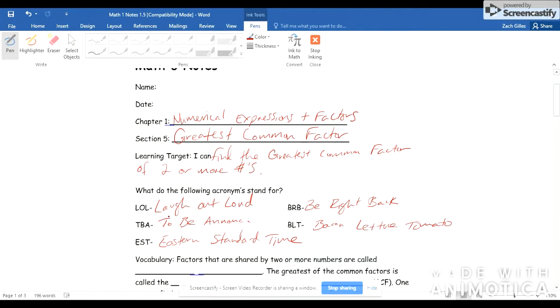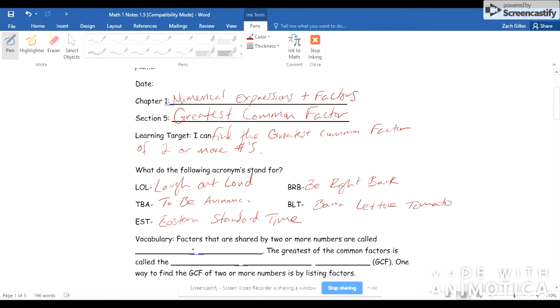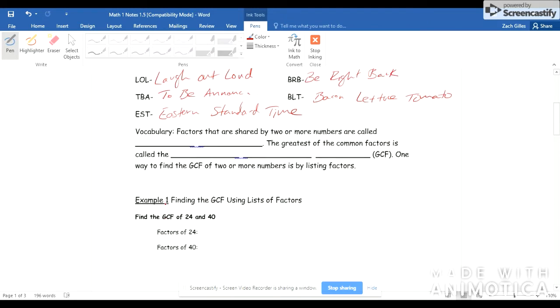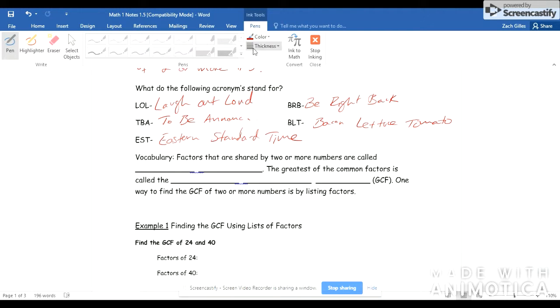Okay, so as you can imagine, we're going to be working with the acronym today of GCF. Okay, and that's going to stand for Greatest Common Factor. So just to be thinking a little bit about acronyms here, we'll be working with another acronym next section as well. Okay, moving on to a little bit of vocabulary today to get us started.